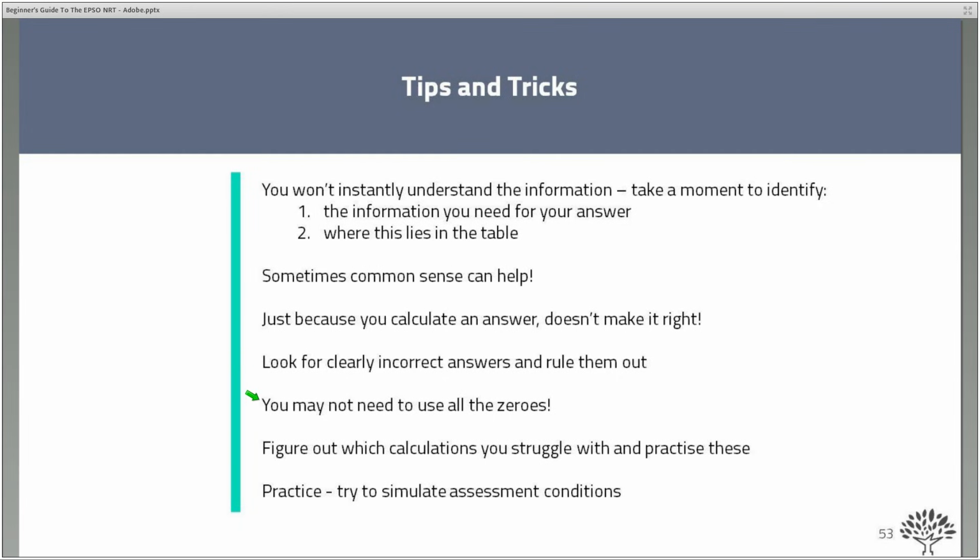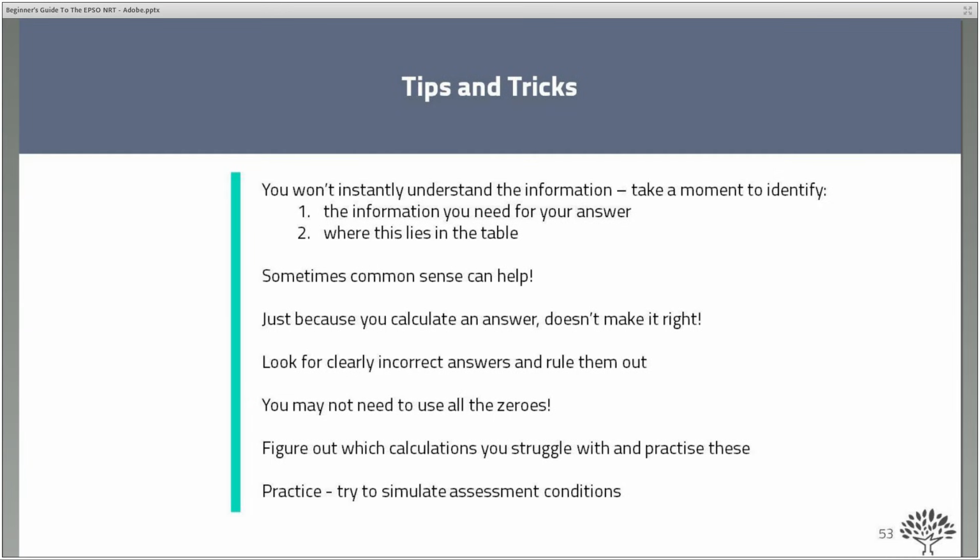You may not need to use all the zeros. If you're working things out in thousands, for example, sometimes you can drop the thousands and only reapply them at the end of that question. For example, if you're looking for the difference between two populations, instead of looking at 80 million versus 75 million, you could just look at 80 minus 75. That gives you 5, and then you know the unit essentially is in millions.